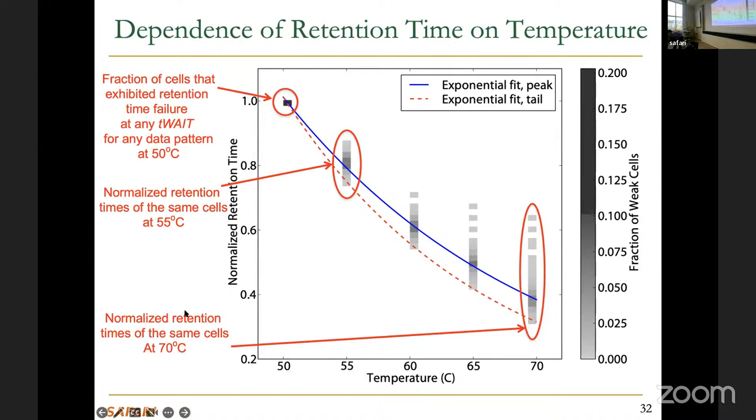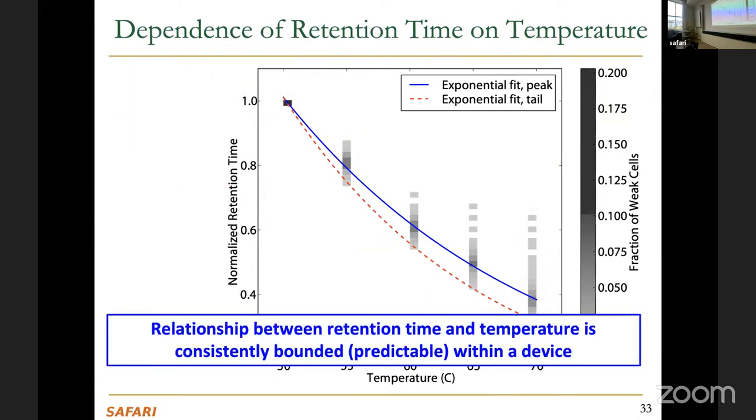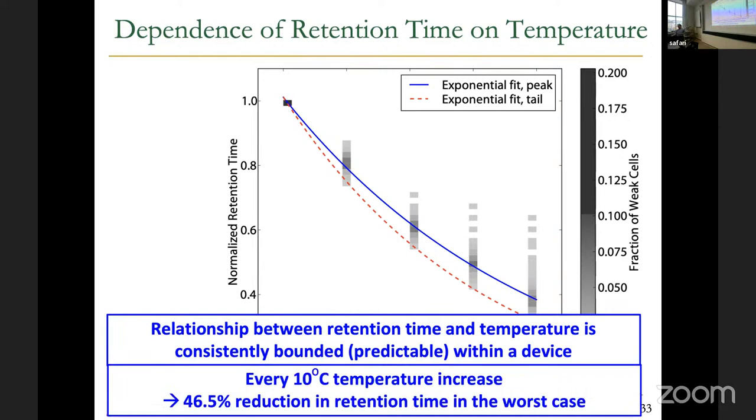So we have normalized retention time of the same cells. The cells that were failing over here, same cells. How is the retention time distribution over here? And then we have best fit exponential curves for the peak and the tail. Peak meaning the most populated part of the distribution, this densest part of the distribution, and the tail is the lowest retention time cells. And we fit these curves, and we see the same relationship previous work has seen: the relationship between retention time and temperature is consistently bounded, predictable within a device. And every 10 degrees temperature increase leads to a 46.5% reduction in retention time in the worst case.